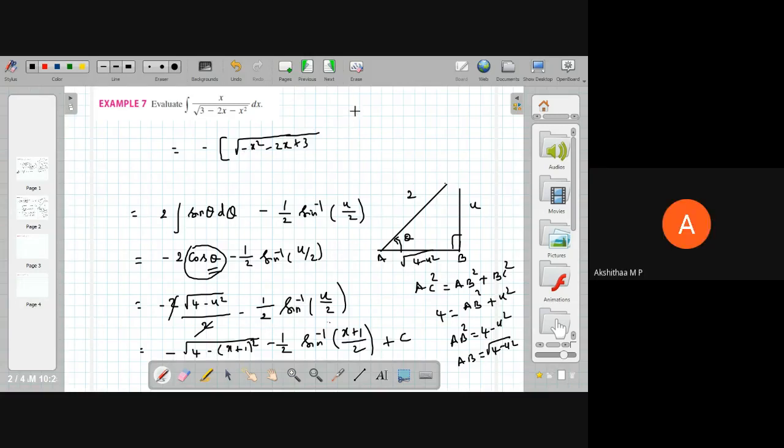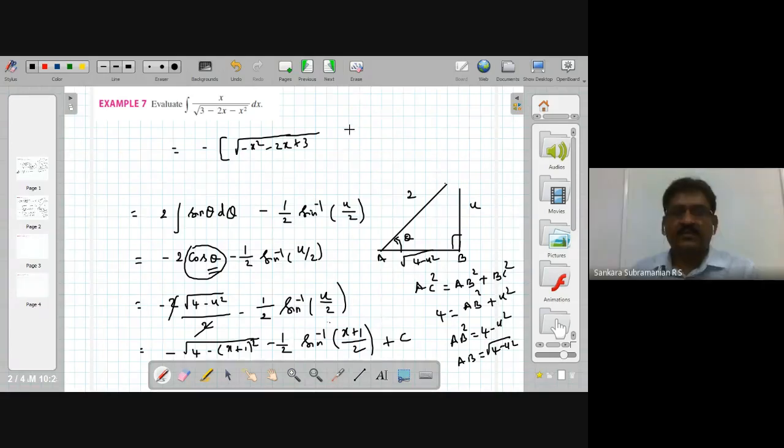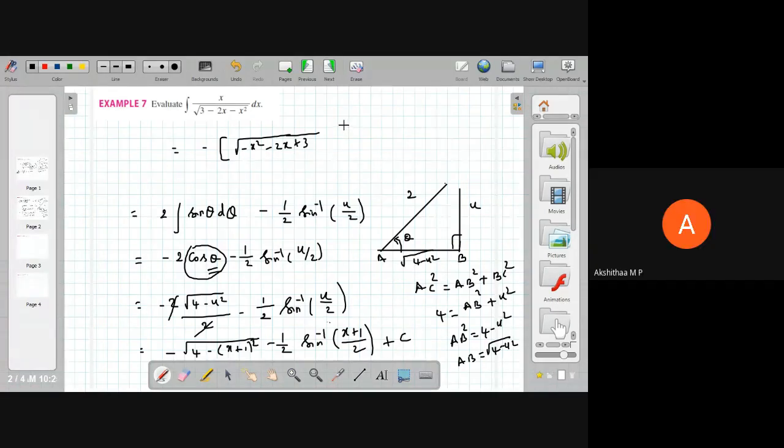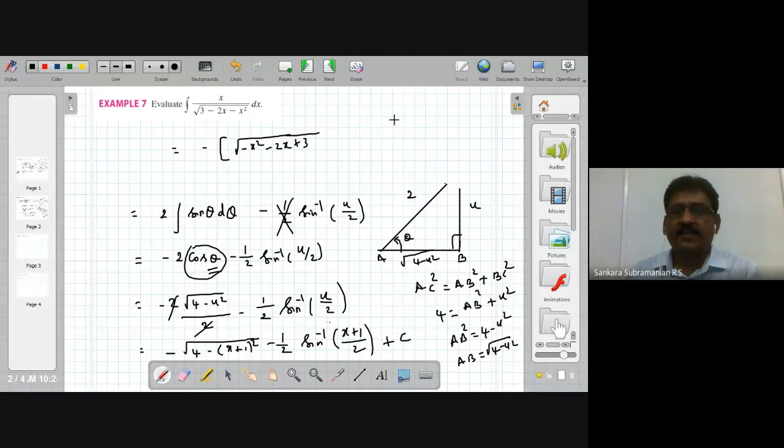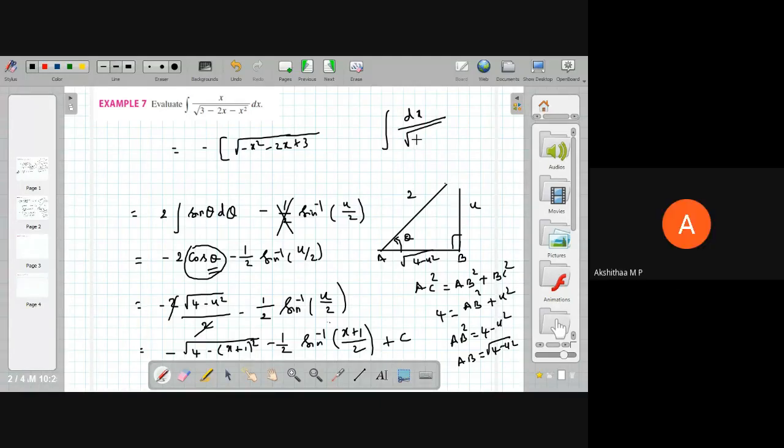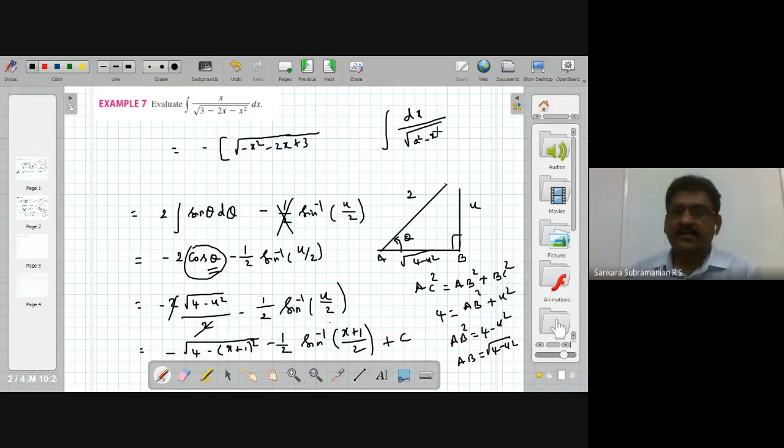Sir, there is a mistake in the formula. That is sin inverse of x by a, sir, not 1 by a. Sin inverse of x by a. Integration of dx by square root of a square minus x square equal to sin inverse of x by a. Please note it down.